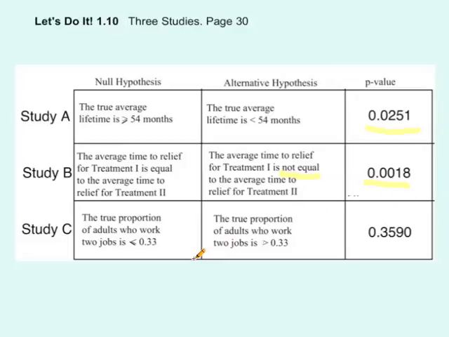In our third study, Study C, the true proportion of adults who work 2 jobs is less than or equal to 33%, versus the true proportion of adults who work 2 jobs is greater than 33%. And in this last study, we had a p-value, a large one, of 35.9%, okay?